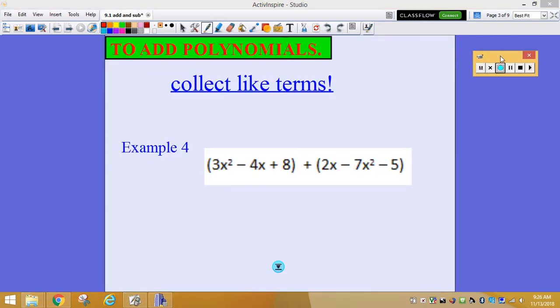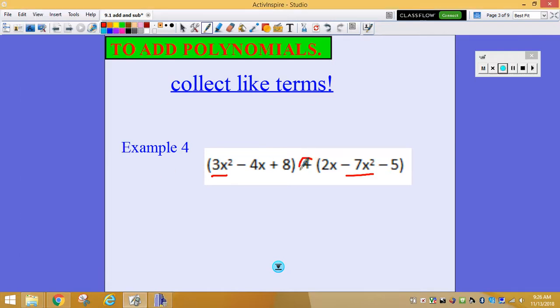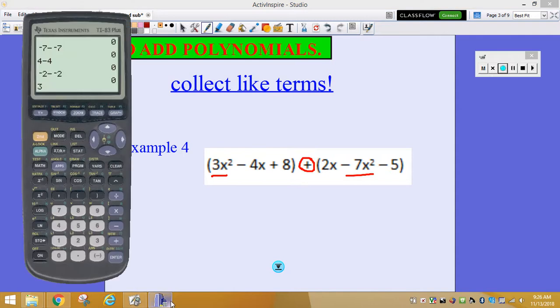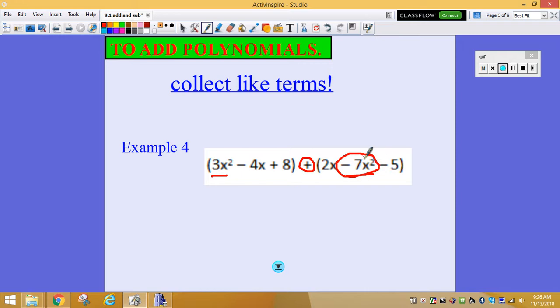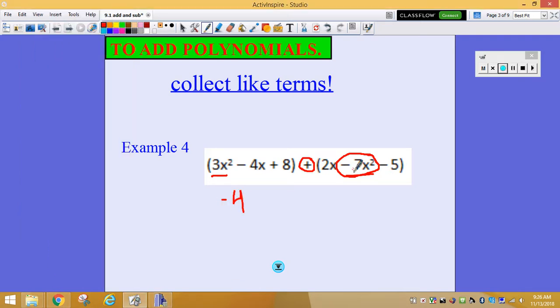Okay, so polynomials. The way these work, we're going to combine like terms. So I have an x squared, and I can only combine that with another x squared. This one. So when I type this in, I would type in 3. My middle sign is adding, so I would type plus. And then this is actually going to be a negative 7. You take the sign in front of it. So I would type in negative 7. And that gives me negative 4. And again, since they were both x squareds, I'm going to put x squared. So this went away, and this went away.